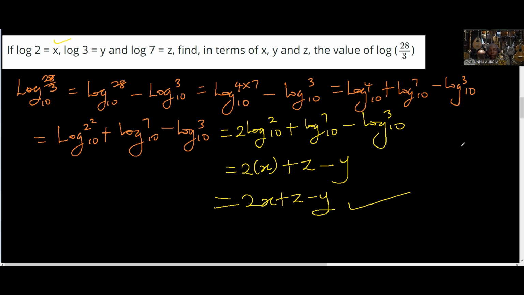Is this clear to you? Yes, sir. So you can write it down now. Okay.